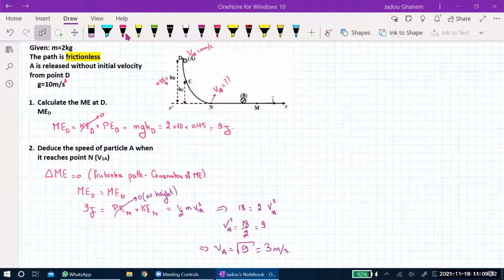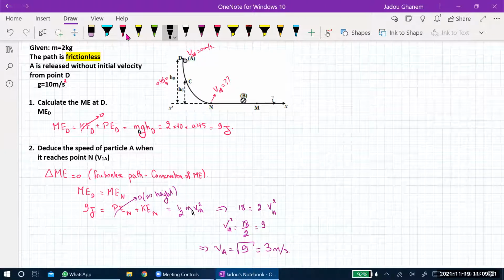Here it's better to just add for the mass a small a, telling that the mass here is for particle A, since after a while we will be talking about another particle B and its motion.